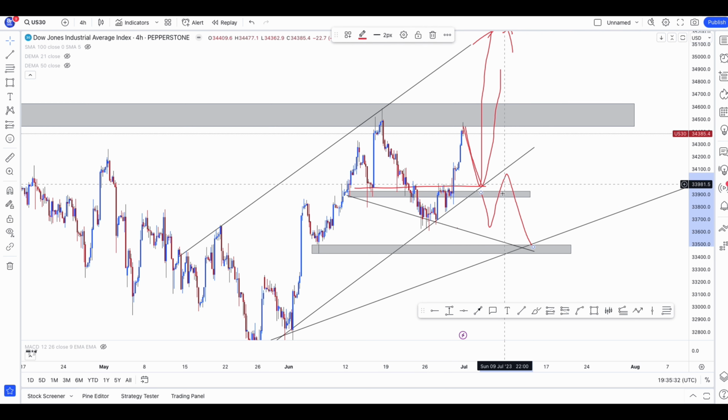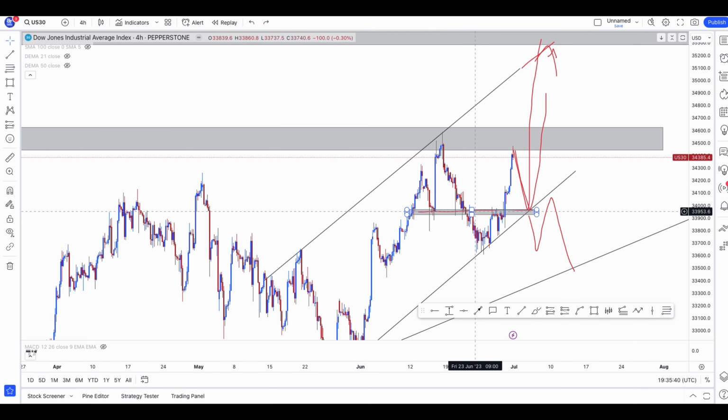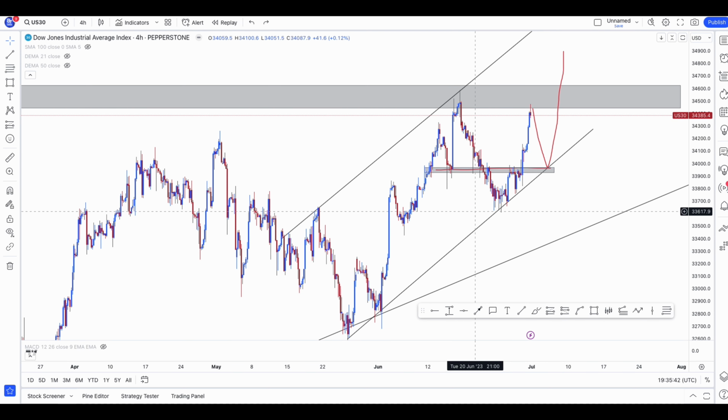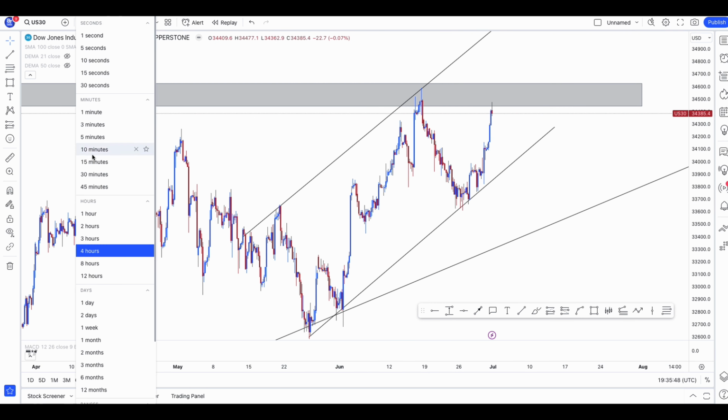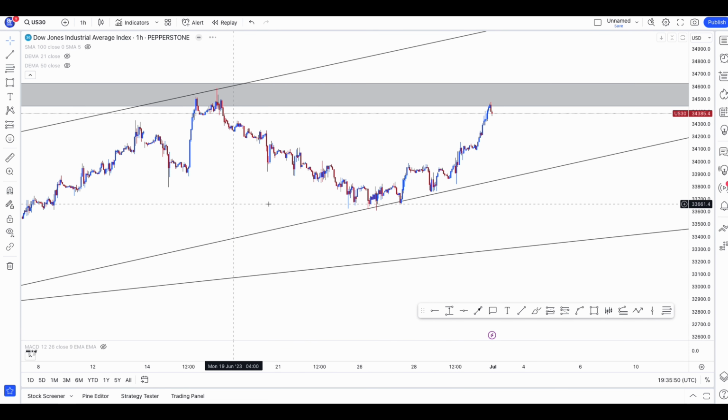It doesn't have to retest that, it can even retest below this one. So we'll see how it behaves. Obviously, however it behaves, we'll be watching it. I will update you guys on my stories on what I'm doing on US30. So let's just dive deep to 1 hour.